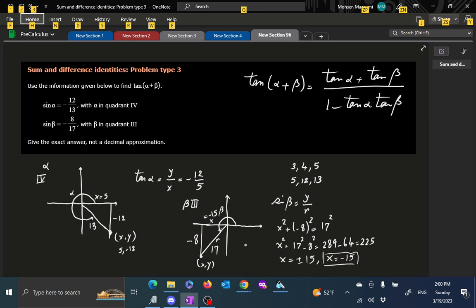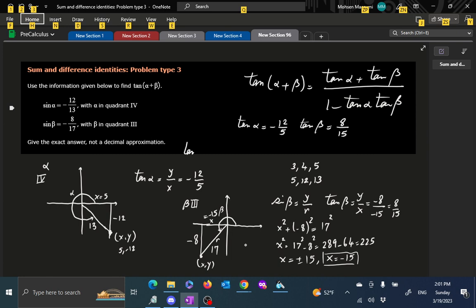What do we want? We want the tangent of beta, the ratio of y to x. Y is minus 8, x is minus 15. So we simplify to 8/15. So we have two pieces of information. Tangent of alpha is minus 12/5. Tangent of beta is 8/15. And what is left is to plug these numbers in the fraction and see what we get.